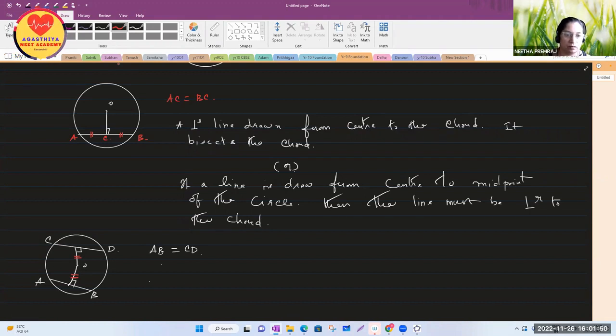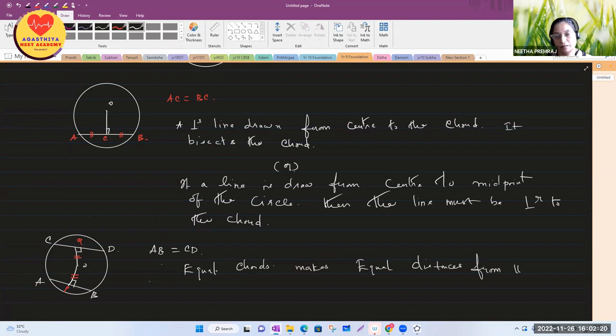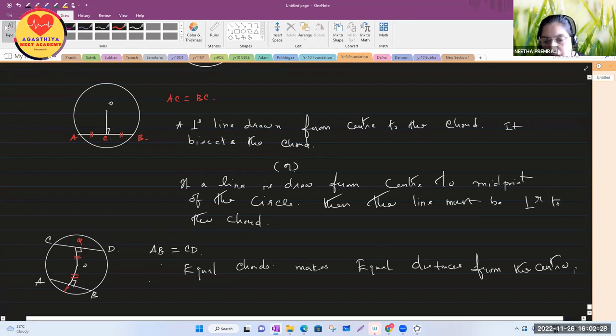So I name the distances P and Q. So AB and CD, the lengths are equal. Then the perpendicular distances are also equal. How do you write it? Equal chords make equal distances from the center. Okay, guys, understood the concept? I'll show you in GeoGebra, so you will have a better understanding.